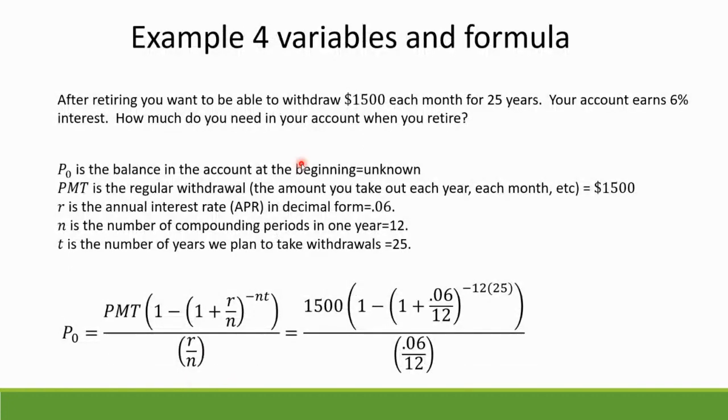All right. So for instance, in this case, say we want to be able to withdraw $1,500 per month for 25 years. We know the account earns 6% interest. How much must be in the account initially? Well, P0, that's how much is in the account in the beginning. That's what we're looking for. PMT is how much money we're taking out regularly, and we're told that's $1,500.